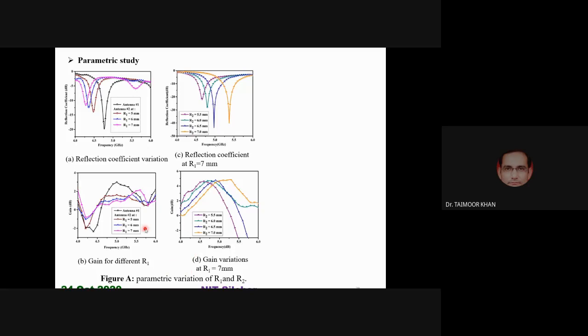That is gain variations for different values of R1, and gain variations for different values of R2 when R1 is constant. Here R2 is constant, but R1 is varying from 5, 6, 7 mm. Then we have observed the performance in terms of gain.